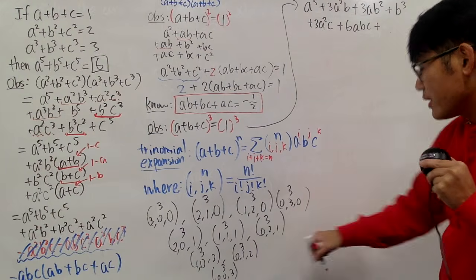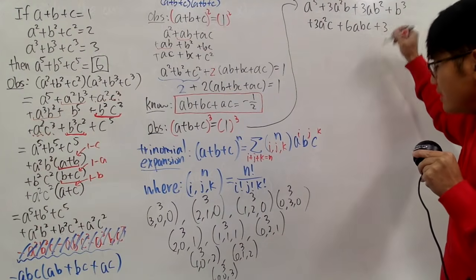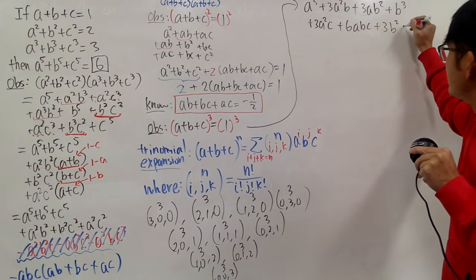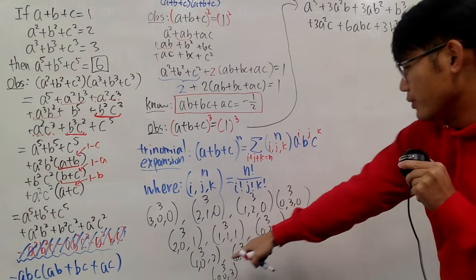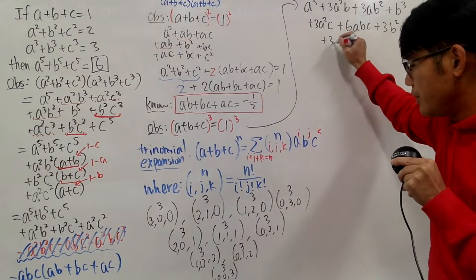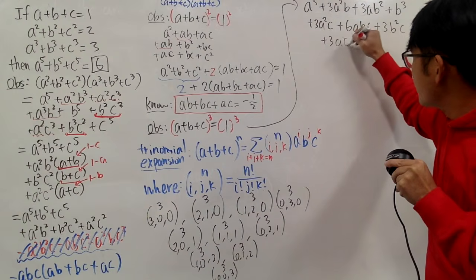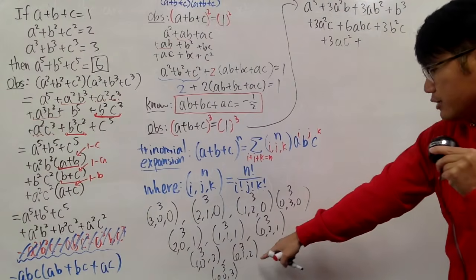And the next one, this right here gives us 3b squared c, right? And then we continue. This right here will correspond to plus 3ac squared, plus this right here will correspond to what?